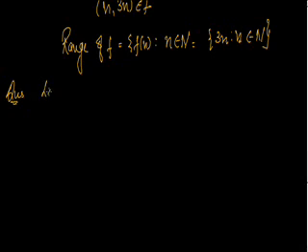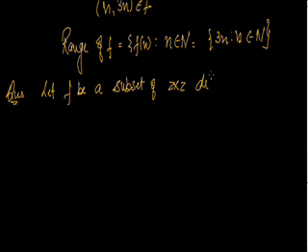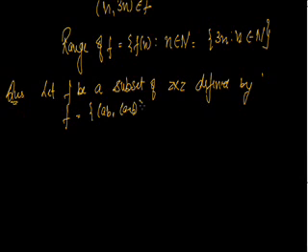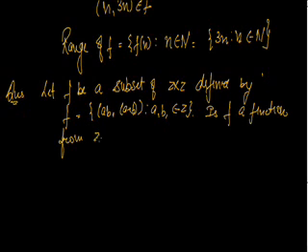It is given that f is a subset of Z by Z, that is integer by integer, defined by f equal to (ab, a plus b), where a, b belong to integers. Is f a function from Z into Z? Specify whether f is a function from Z into Z.